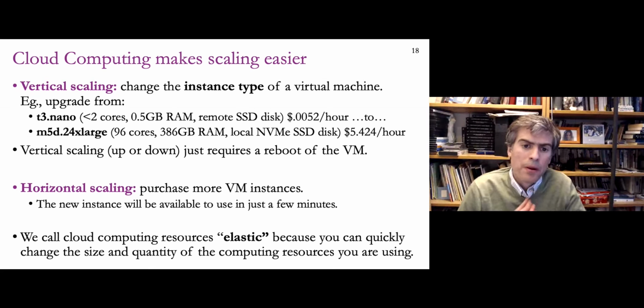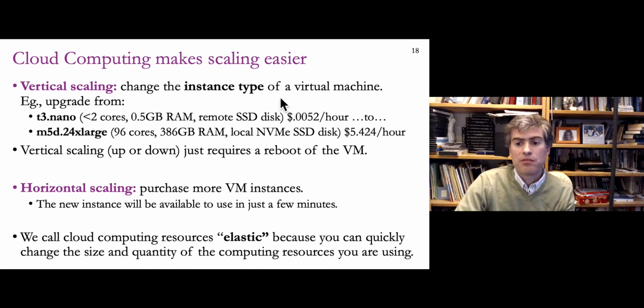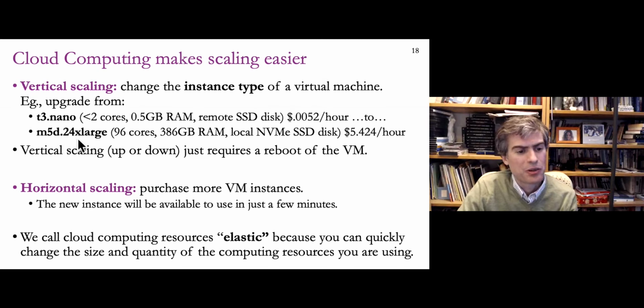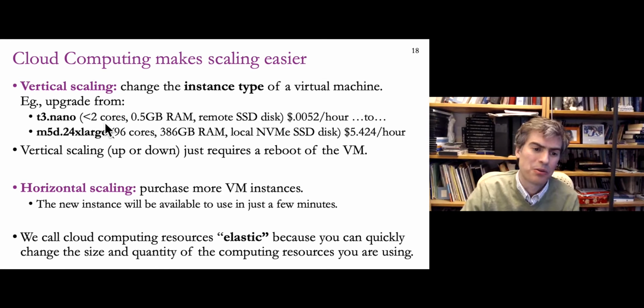When you rent one of those machines, you can specify the type of machine that you're renting. Specifically, you can specify the number of CPU cores, the amount of memory, the type of disk, and so on. With Amazon, they have different classes of servers that have weird names like T3.nano and M5D.24XL. These are 2 different extremes. T3.nano is an example of a really small virtual machine. It has technically 2 cores, but you're not allowed to use them all the time. So it's actually less than 2 cores. If you use them all the time, then it'll stop giving you 2 cores.